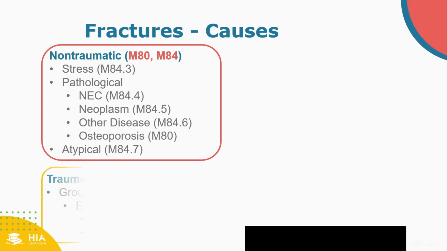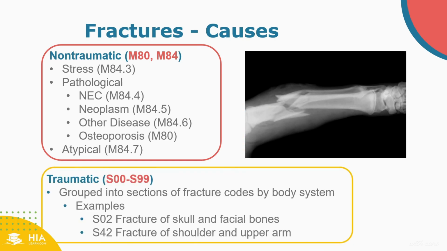Traumatic fractures are assigned to codes from Chapter 19, Injury, Poisoning, and Other Certain Consequences of External Causes, and are grouped into sections of codes for fractures within a specific body system.